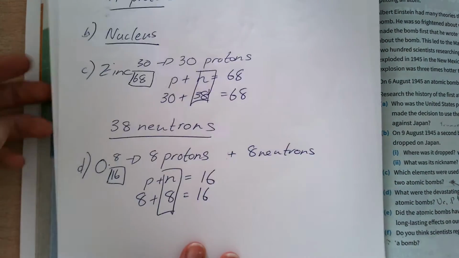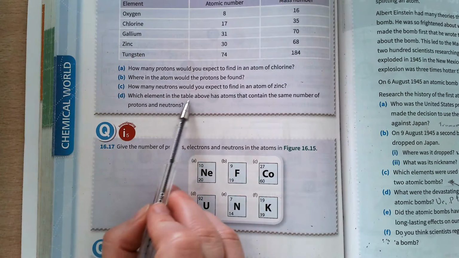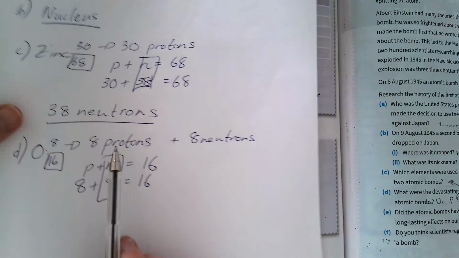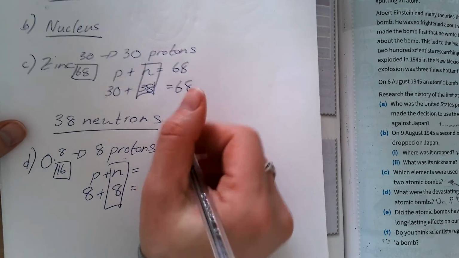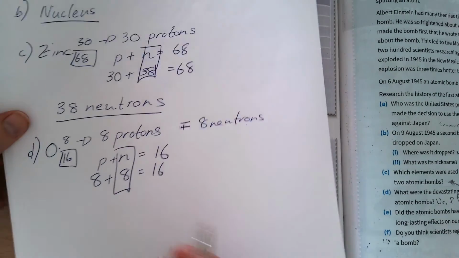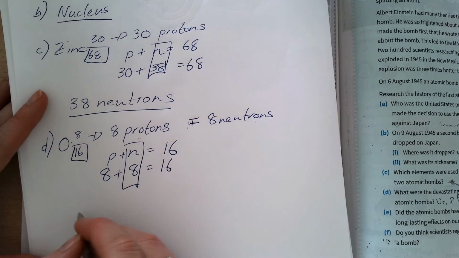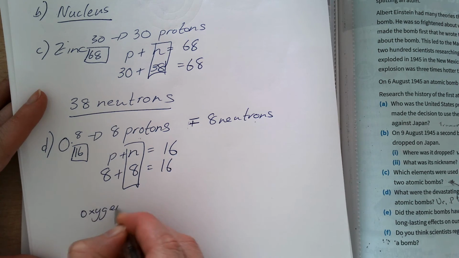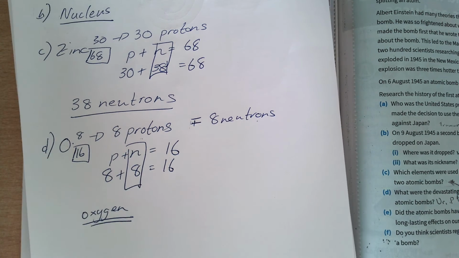And that's actually the answer to the question because you're asked which element in the table has the same number of protons and neutrons. So I have 8 protons and 8 neutrons, so it's actually oxygen. So I don't have to go through any of the rest of them.